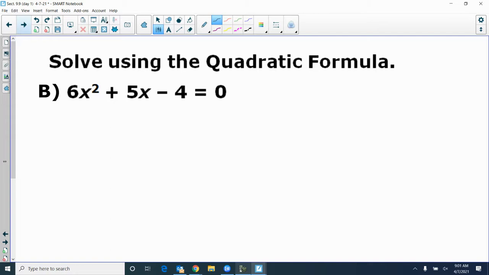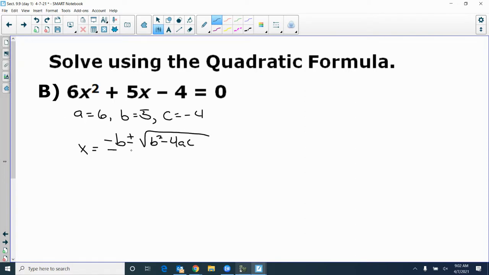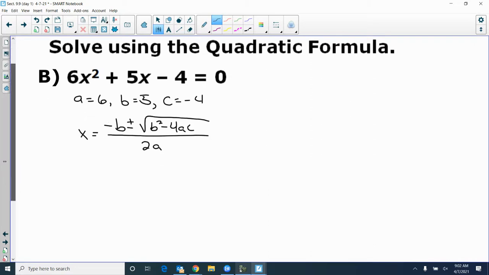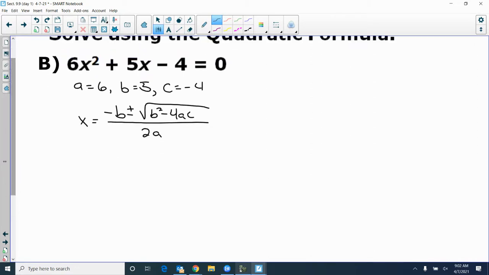Quadratic formula is easier. Now, what is my A, B, and C? J. Lee. Let's see if we can identify those. 6 is the A, 5 is the B, and 4 is the C. Negative, okay, good. So now write the quadratic formula down, right? X equals negative b plus or minus the square root b squared minus 4ac all over 2a. Negative, so you write that. Now you just fill in where everything goes.